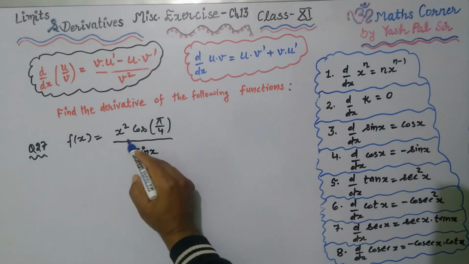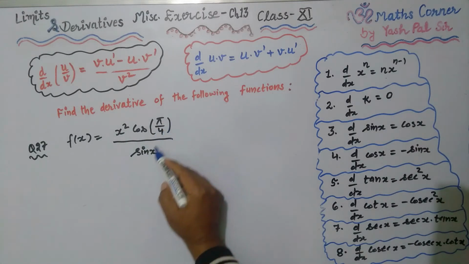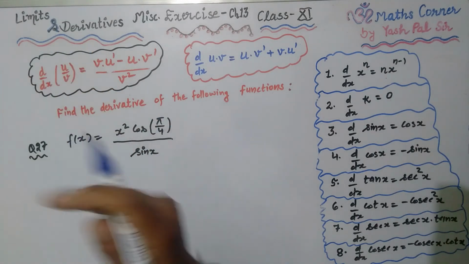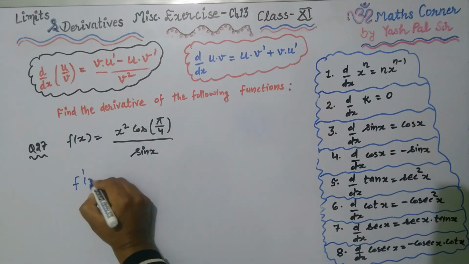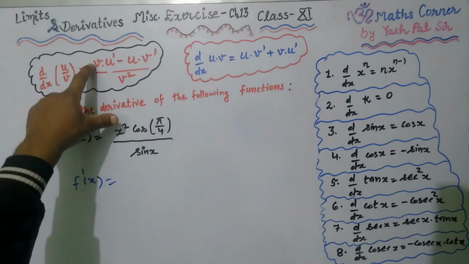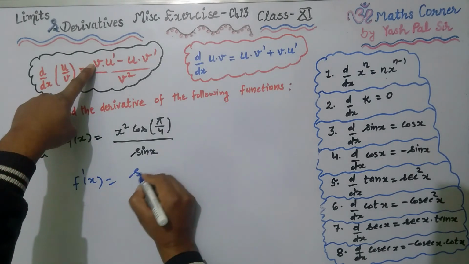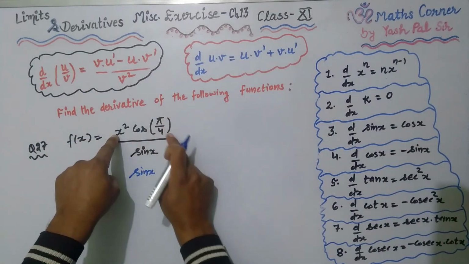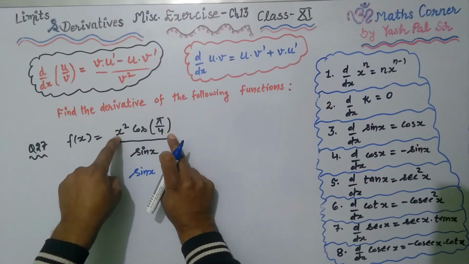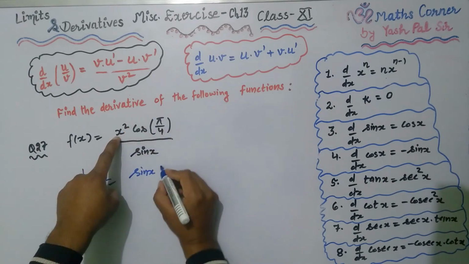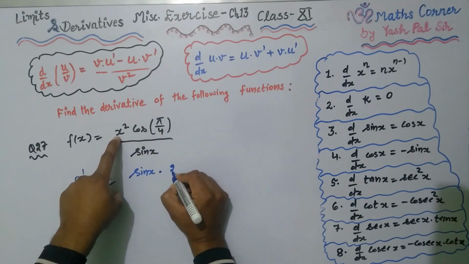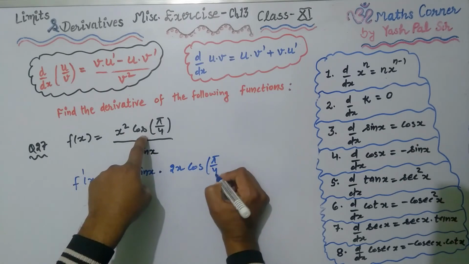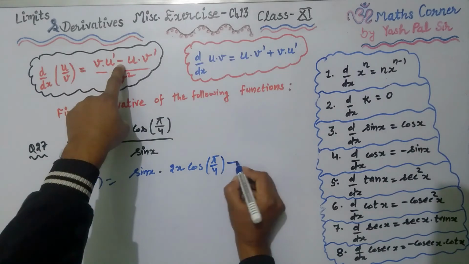f(x) is equal to x squared into cos pi by 4 whole divided by sin x. So again u upon v. f'(x) is equal to v, v means sin x, into u'. Cos pi by 4 is purely constant. Only x squared, the derivative is 2x, so 2x cos pi by 4. Next is minus sign.